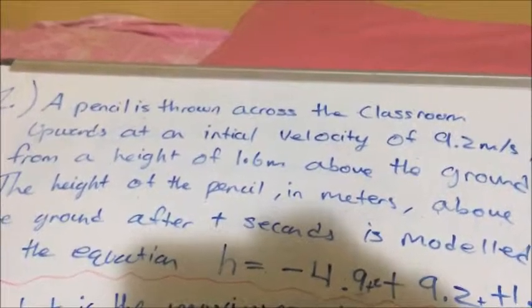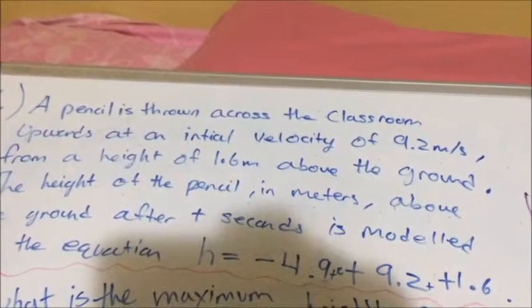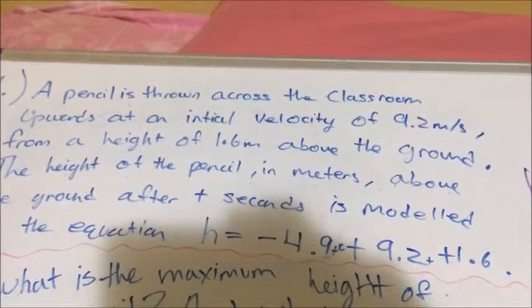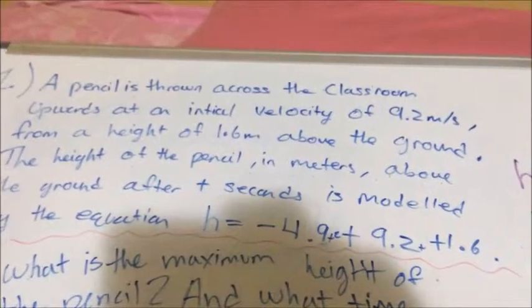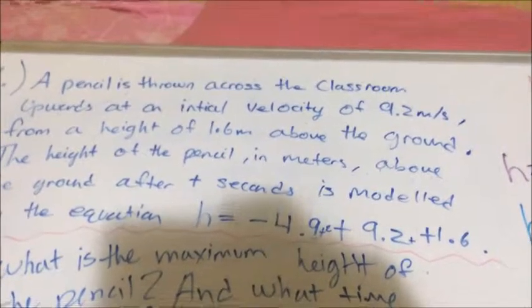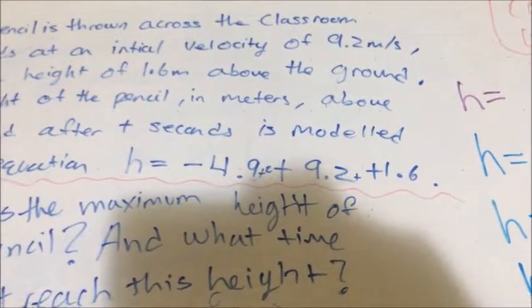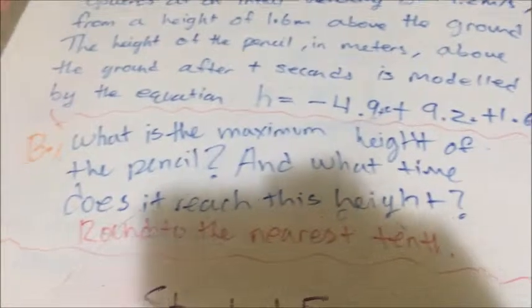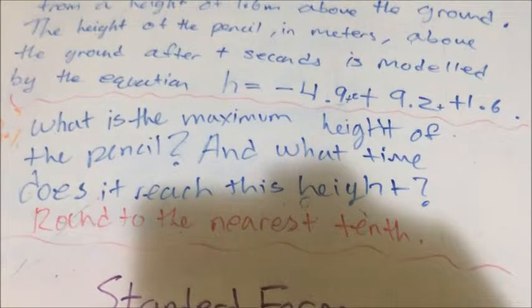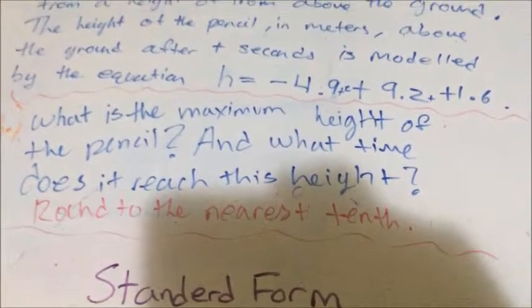The question is, a pencil is thrown across the classroom upwards at an initial velocity of 9.2 meters per second from a height of 1.6 meters above the ground. The height of the pencil in meters above the ground after t seconds is modeled by the equation h equals negative 4.9 t squared plus 9.2 t plus 1.6. What is the maximum height of the pencil and at what time does it reach this height? Round your answers to the nearest tenth.